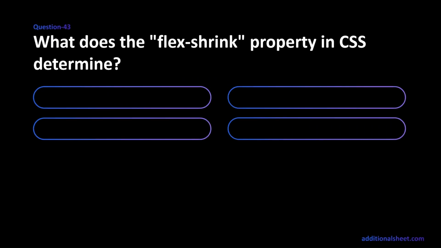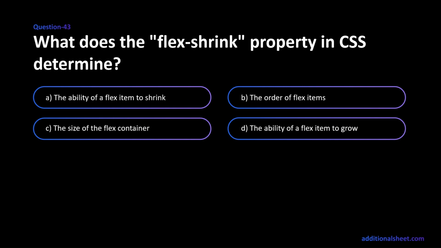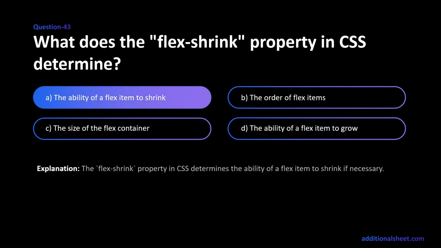Q43. What does the flex-shrink property in CSS determine? Options are A. The ability of a flex item to shrink. B. The order of flex items. C. The size of the flex container. D. The ability of a flex item to grow. Correct answer is option A. The flex-shrink property in CSS determines the ability of a flex item to shrink if necessary.